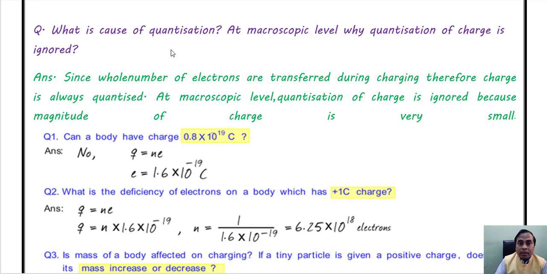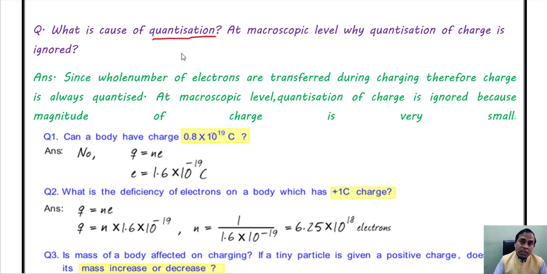Well children, let us take some basic questions which have been there in the CBSE board examination. First question is, what is the cause of quantization? So you see, what is the meaning of quantization? The meaning of quantized is being fixed and definite.